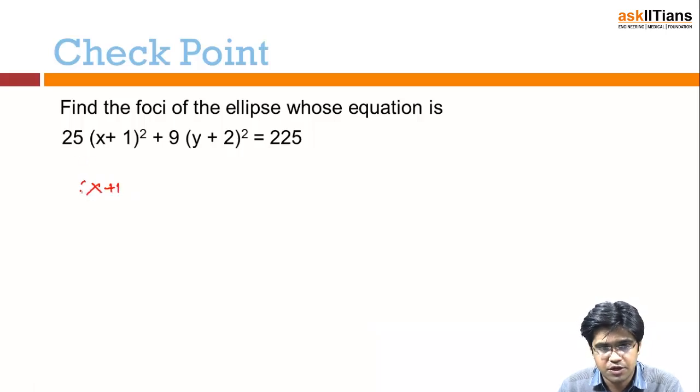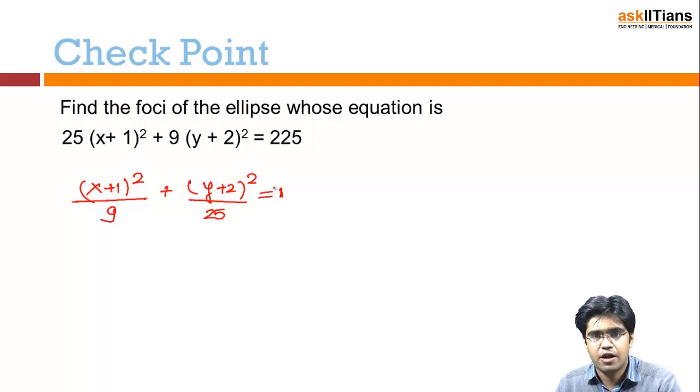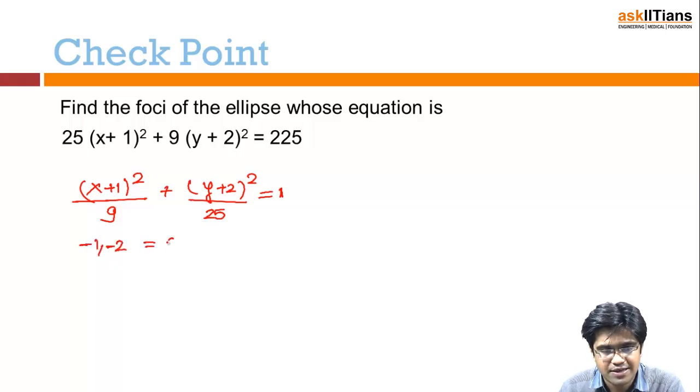Its equation will be represented by (x plus 1) whole square, dividing by 225, so over 225, and then (y plus 2) square over 225 divided by 9 is 25, and 225 divided by 25 is 9, equals 1. So this is the standard equation of the ellipse now. I can clearly see that (minus 1, minus 2) is my center. So if I draw the ellipse, I know the coordinates of the center.